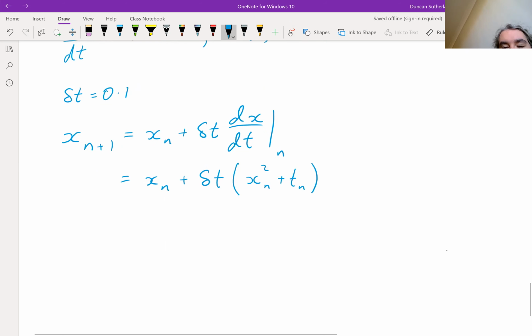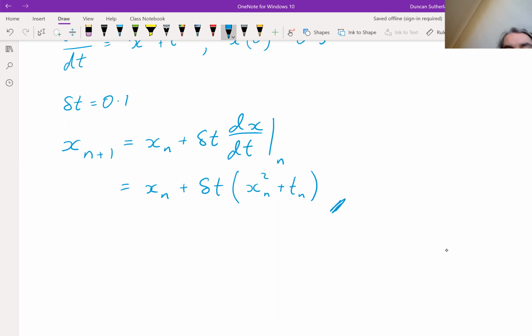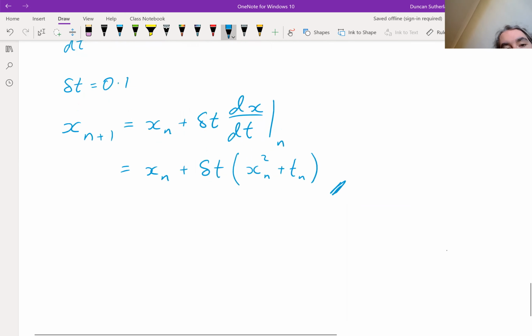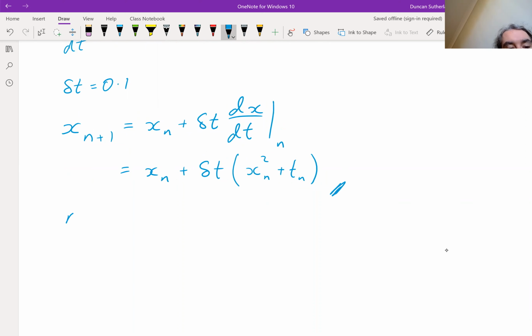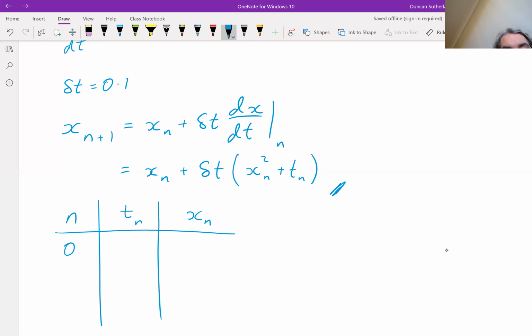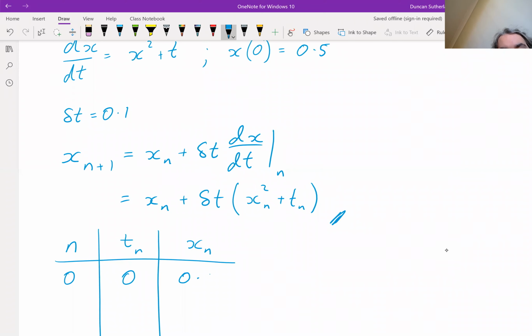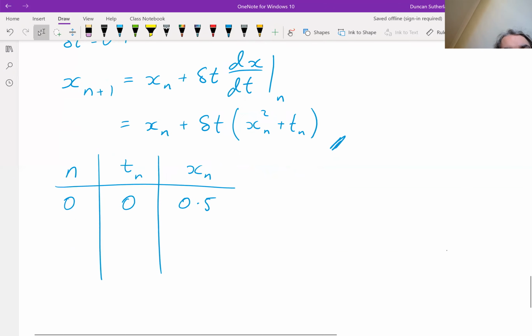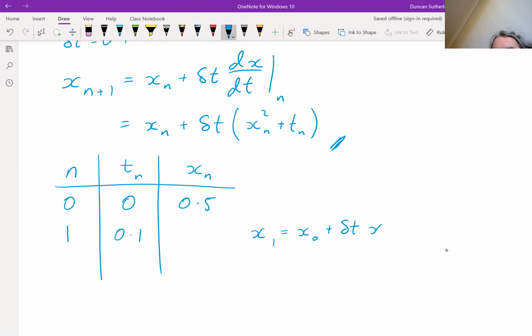Okay, so that's our formula that we're going to be working with, and now we just start constructing our table. At n = 0, we have t and x_n at t_0. So we're starting at time 0, x is 0.5. So at n = 1, we move to t = 0.1, and our x_1 is equal to x_0 plus delta t times (x_0 squared plus t_0).